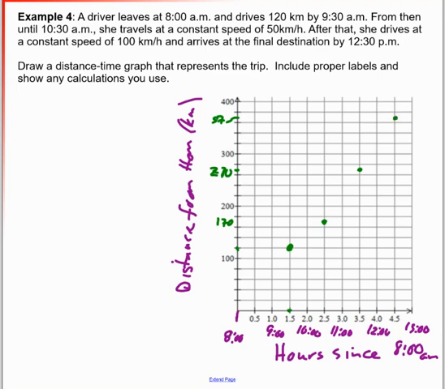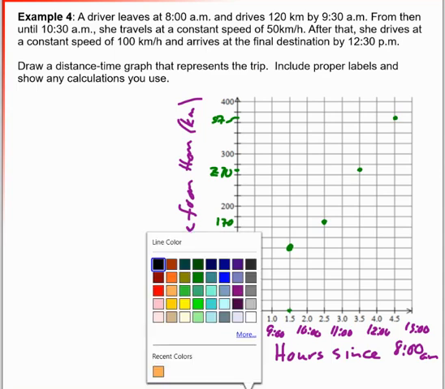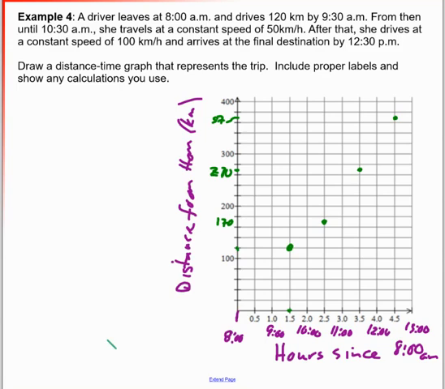All right. So draw a distance time graph representing the trip. Well, that's what we were doing together. So we get our line. So from here to here, from here to here, from here, and this has actually been a constant rate right up to the top there. There we go. So that's one way we can take the information we're given and turn it into a graph.